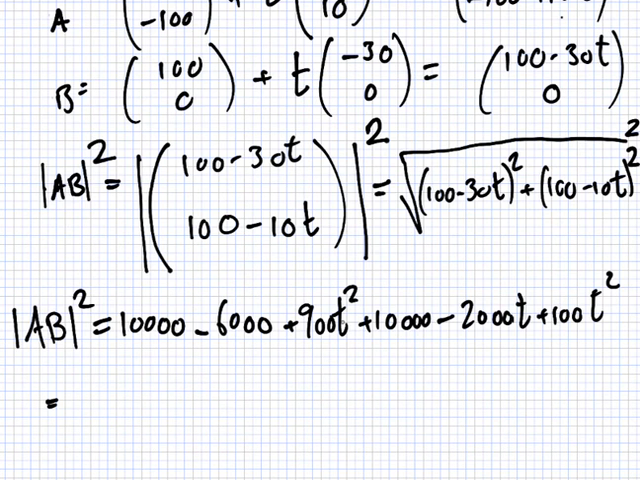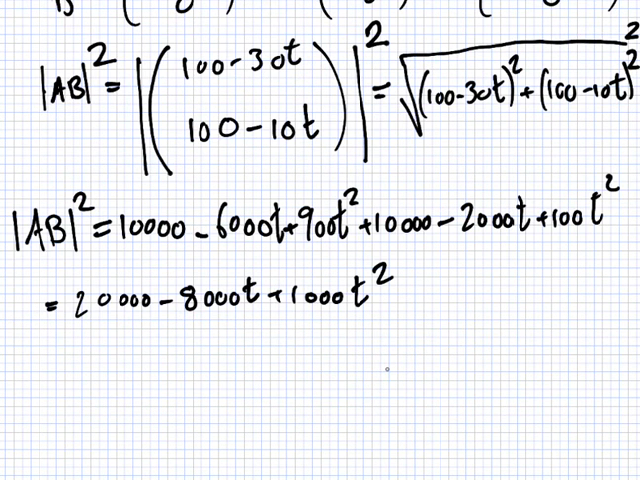At the end? No. Oh, sorry, I left out a T here. Thank you. 10,000 and 10,000 is 20,000, minus 6,000 minus 2,000 is minus 8,000, plus 10,000 T squared. Although that looks very big, because of all the zeros in it, it will simplify a lot. So let me just call that L, meaning length.